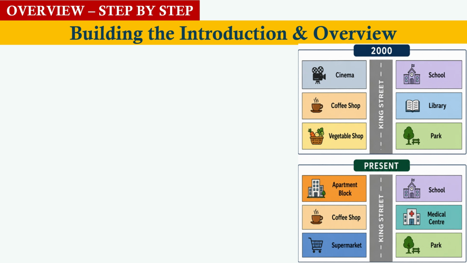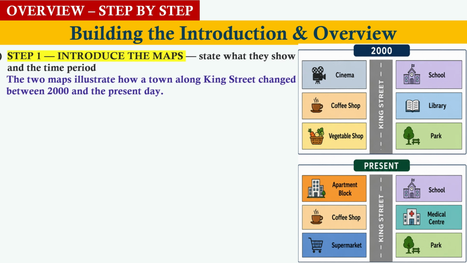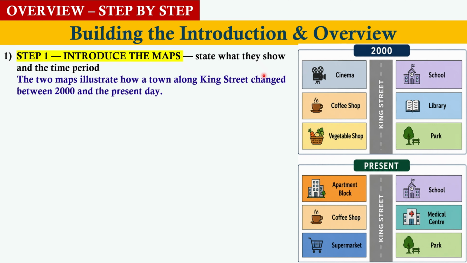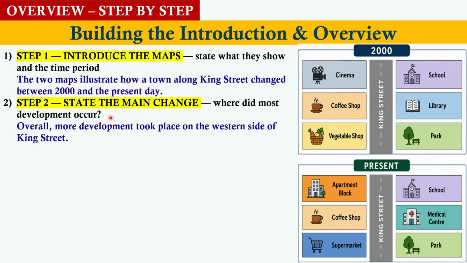Let's build the overview in 3 steps. Step 1. Introduce the task. We start with the 2 maps illustrate how a town along King Street changed between 2000 and the present day. This tells the examiner what the maps show and the time period. Step 2. State the main change. We add, overall, more development took place on the western side of King Street. The word overall signals this is the overview, and we identify the area with the most change.